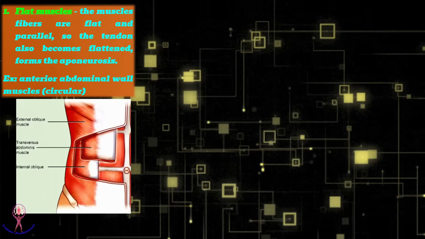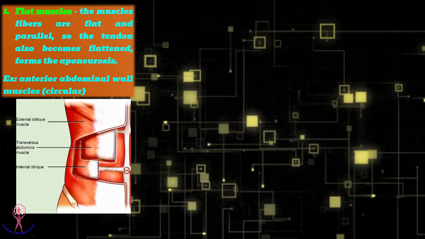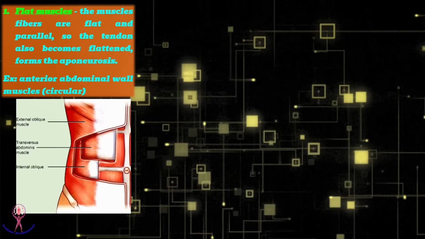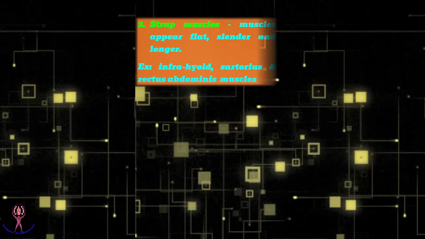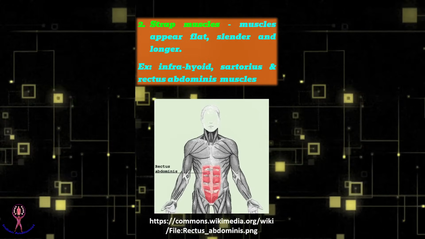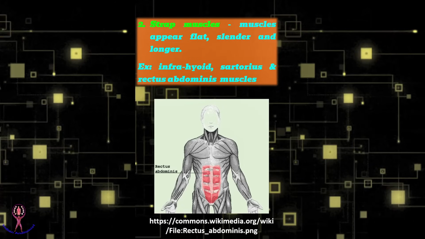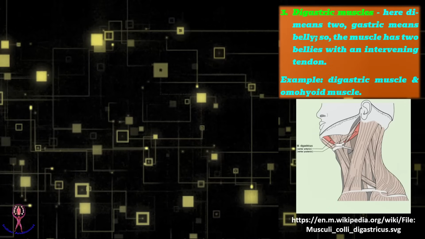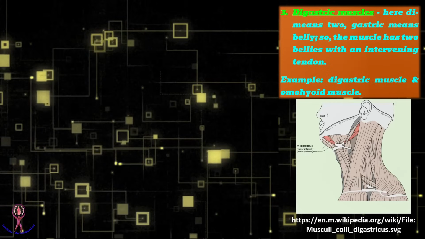1. Flat muscles: the muscle fibers are flat and parallel, so the tendon also becomes flattened, that is, aponeurosis. The examples are anterior abdominal wall muscles. 2. Strap muscles: the muscles appear flat, slender, and longer. Examples are rectus abdominis, sartorius, and infrahyoid muscles. 3. Digastric: here, di means 2, gastric means belly, so the muscle has 2 bellies with an intervening tendon. Example is digastric or omohyoid muscle.